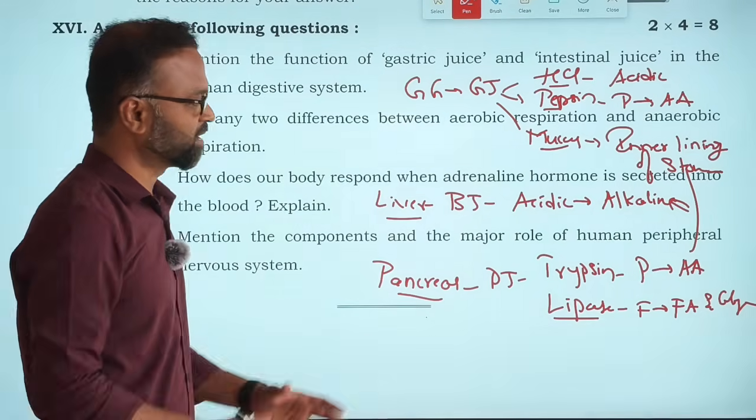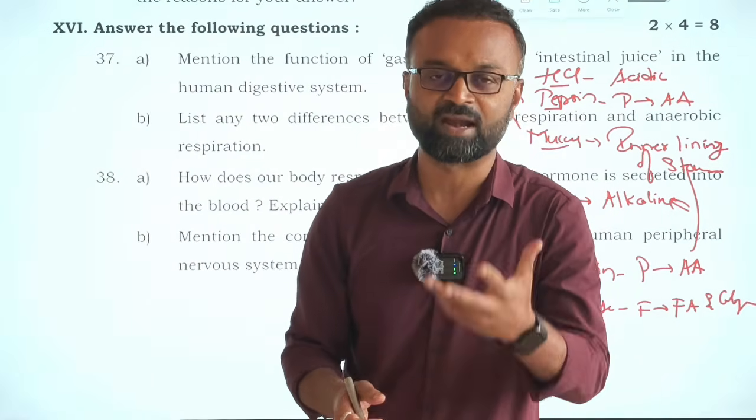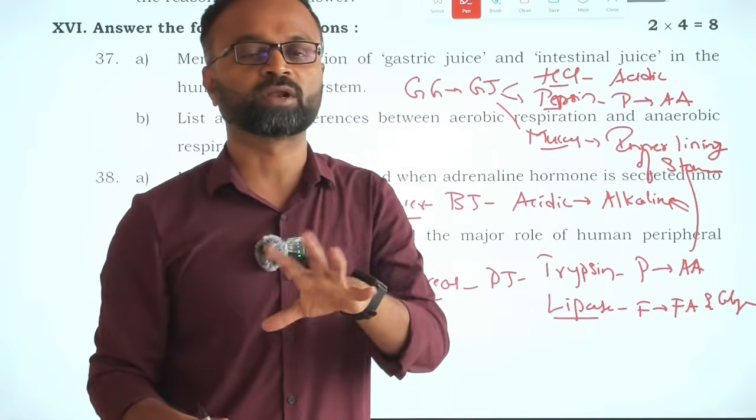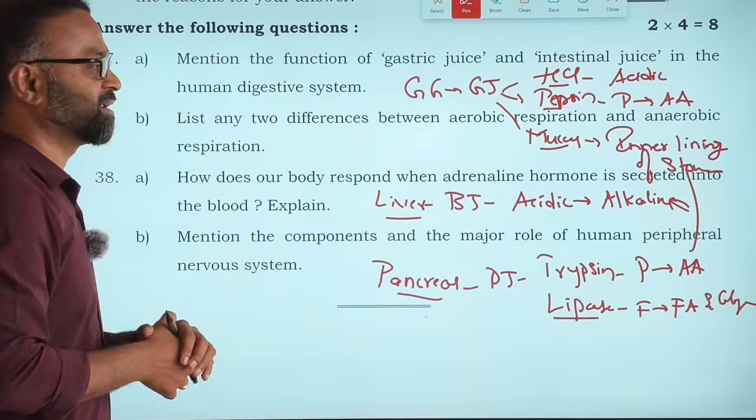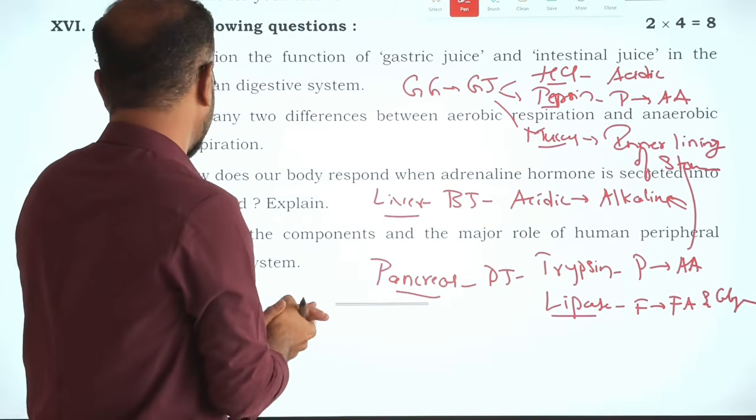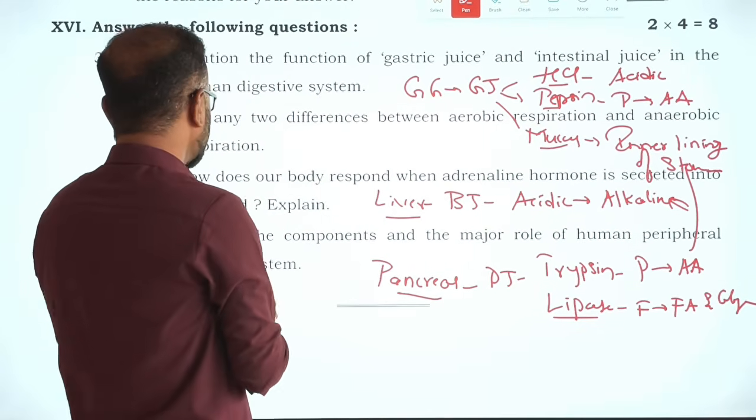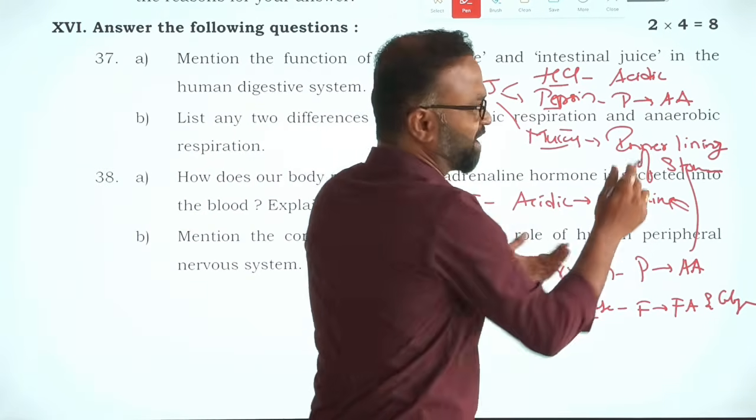4 marks. And the remaining intestinal juice will break down the fats, carbohydrates, and proteins into their simplified nutrients, and the finger-like structures, villi, will absorb the digested nutrients. Very simple. Now see, your next question is: differentiate any two differences between aerobic respiration and anaerobic respiration.